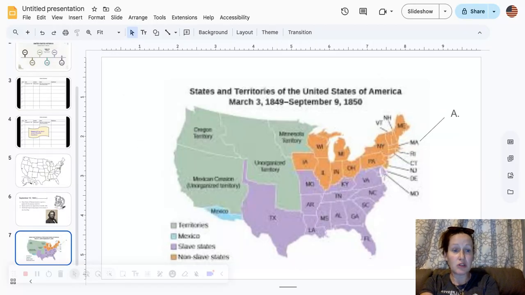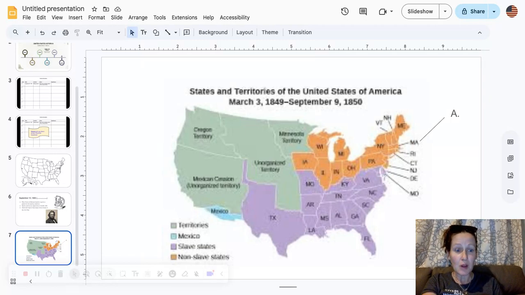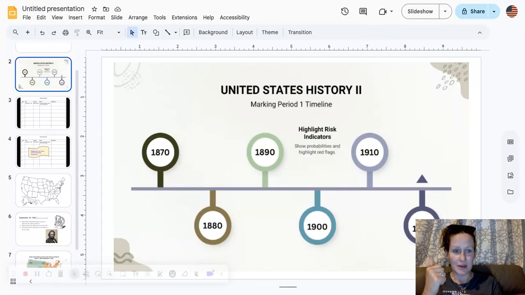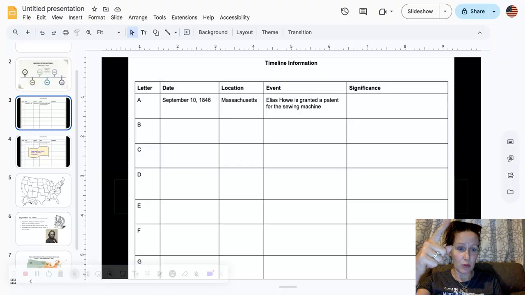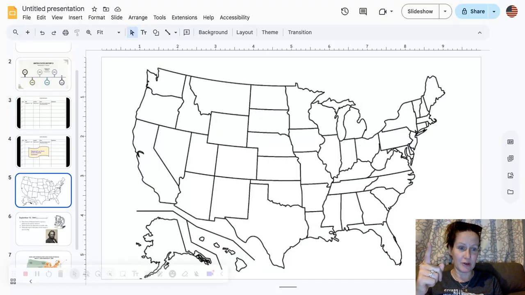All right. So remember today's is from Massachusetts. This actually looks pretty blurry, so I apologize. But Massachusetts is there to the right of New York, below Vermont and New Hampshire, above Connecticut. Go ahead and search it up if you can't see this clearly enough. So make sure you label the timeline: September 10th, 1846. Make sure you're explaining why it's significant. Look at your old essential questions if you need help, and make sure you're filling out your map.